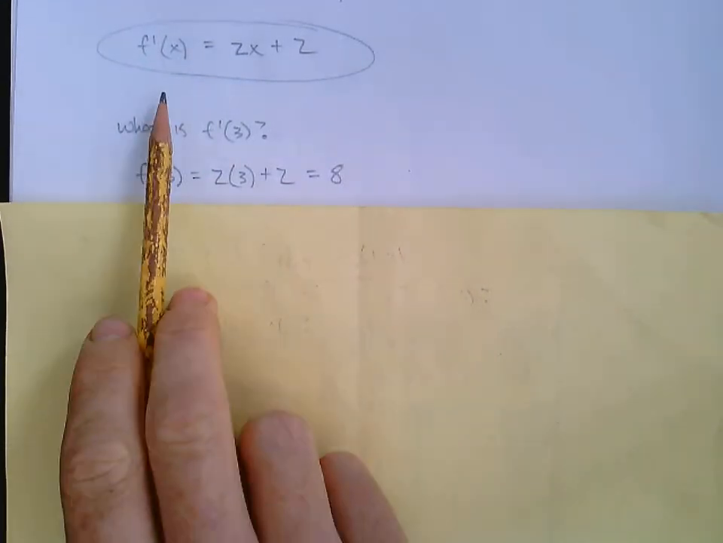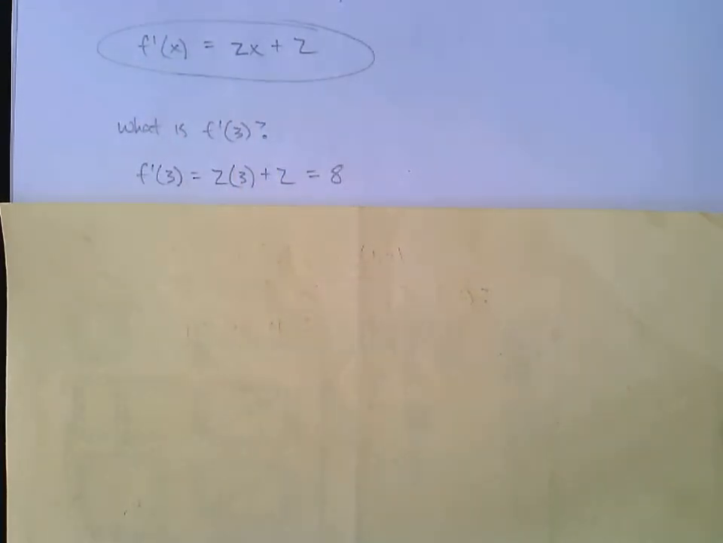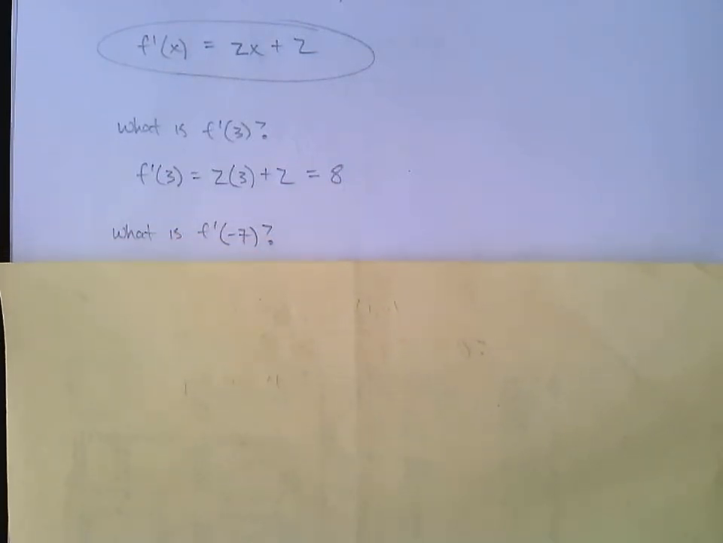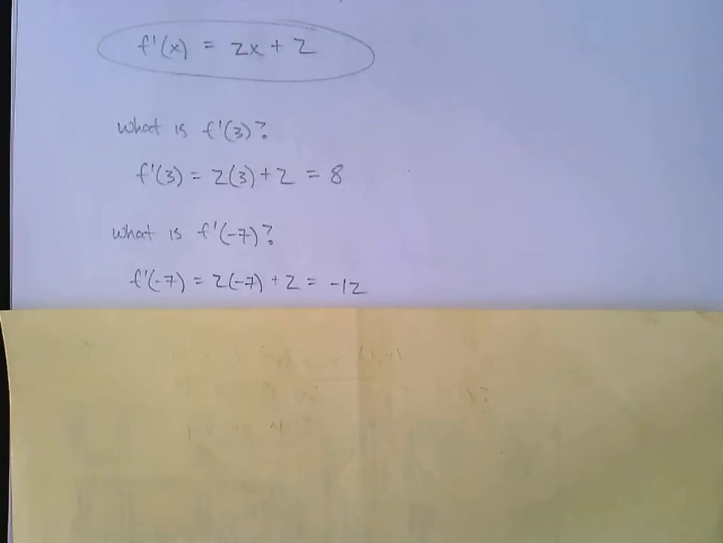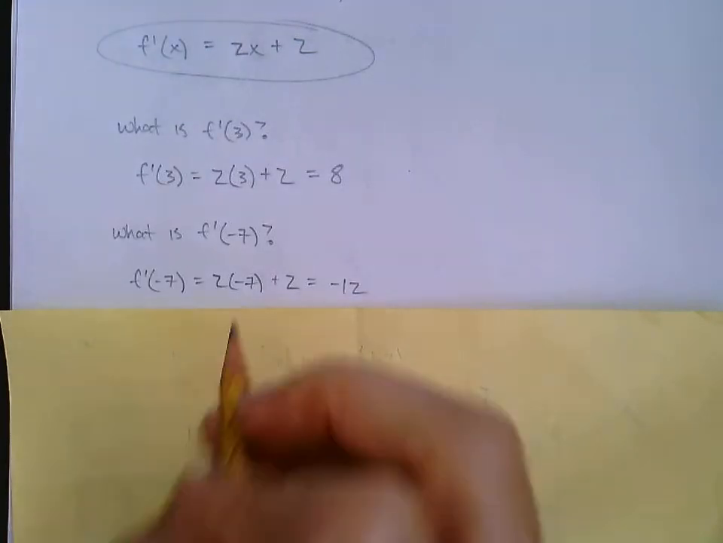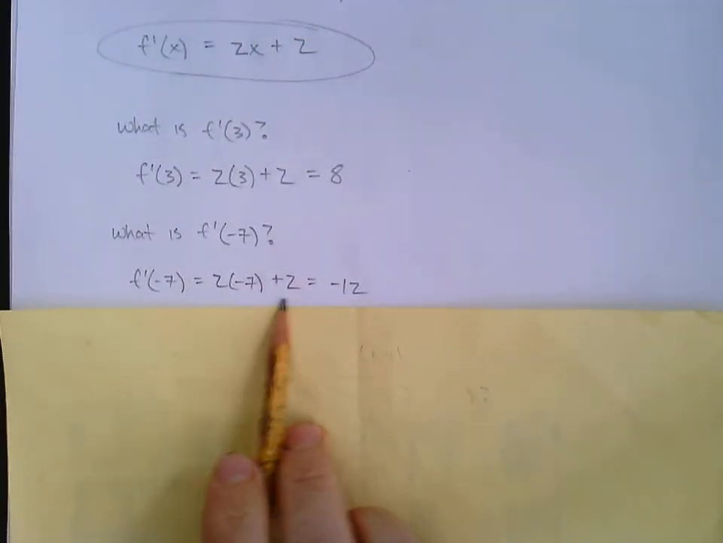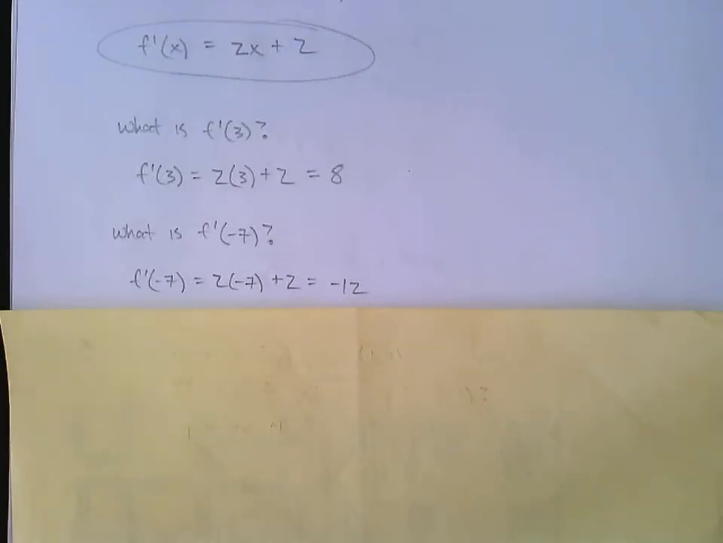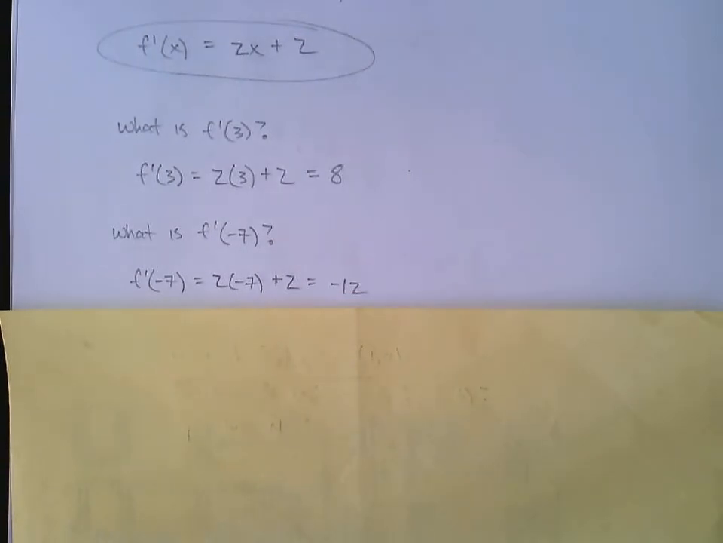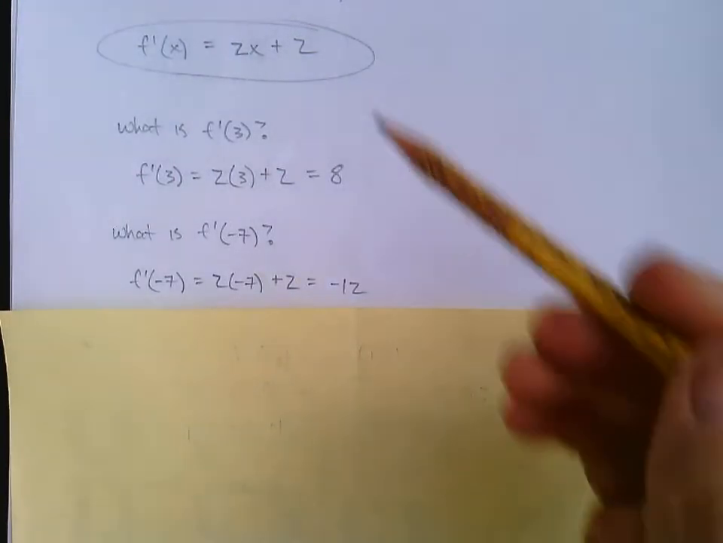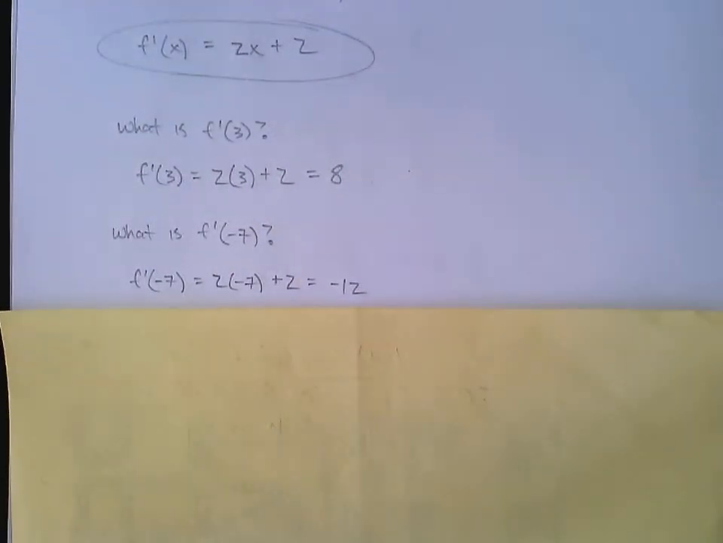But now that I have the derivative as a function, f prime of x, I could immediately say, what about any other x value? What is f prime of negative 7? It's just as easy as plugging it straight in. f prime of negative 7 would be 2 times negative 7 plus 2, which would end up being negative 12. So I know the slope of the tangent line at negative 7, and I can do as many as I want. I don't have to repeat that whole limit process if I get the derivative as a function of x.